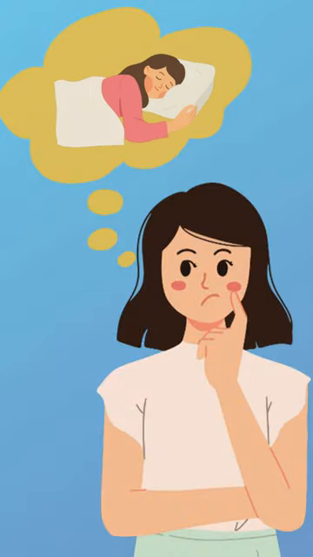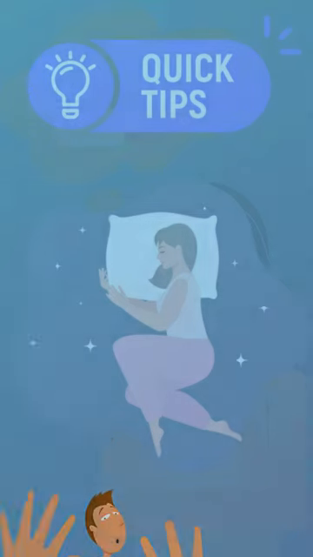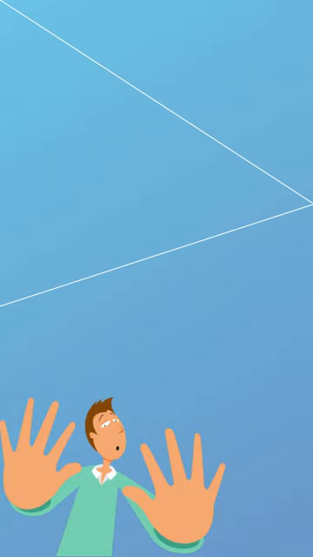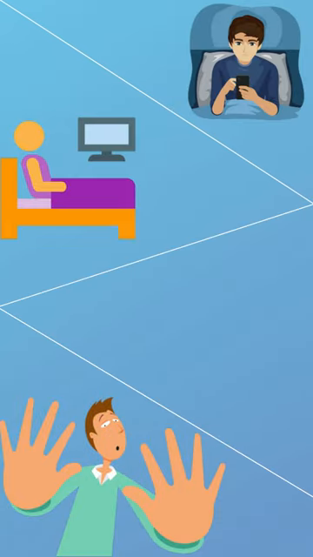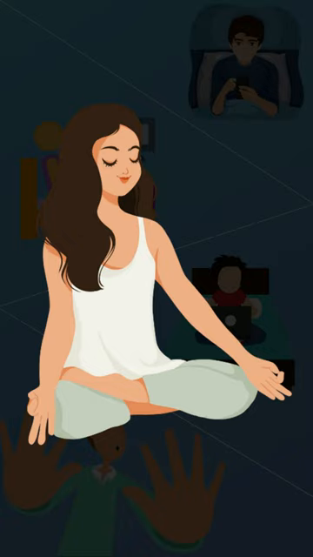Want to have a good night's sleep? Here are some quick tips to help you sleep like a baby. Avoid electronic screens, whether it's your smartphone, TV, or laptop. Instead, take a shower, read a book, or have a few minutes of meditation.